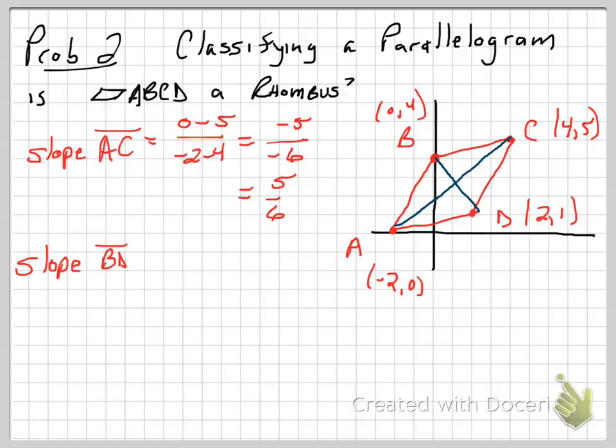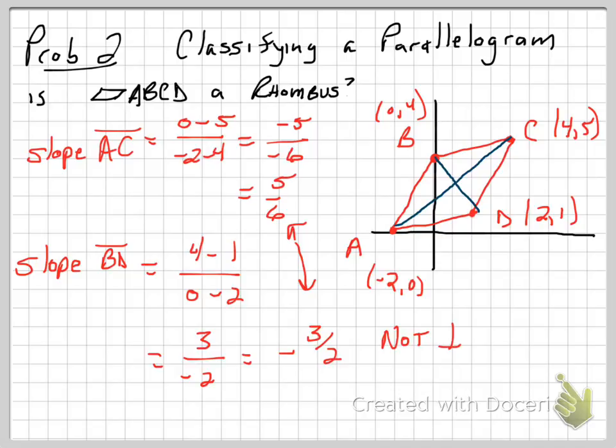Let's find the slope of BD. Again, it's changing y over changing x. So let's start with the y, which is 4 minus 1 over 0 minus 2. 4 minus 1 is 3. 0 minus 2 is negative 2. So that slope is negative 3/2. Okay, so we have negative 3/2 and positive 5/6. Are these two slopes opposite reciprocals? Well, the opposite reciprocal of 5/6 would be negative 6/5. So they are not opposite reciprocals. So not perpendicular. So not a rhombus.